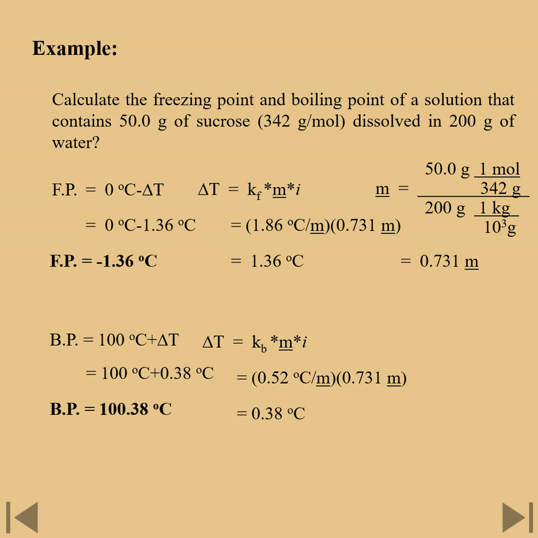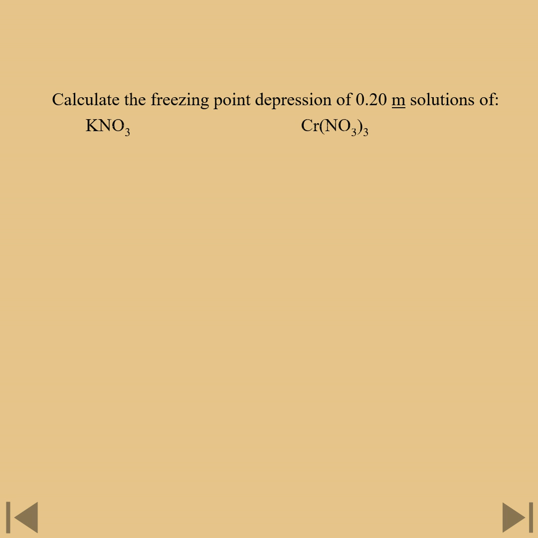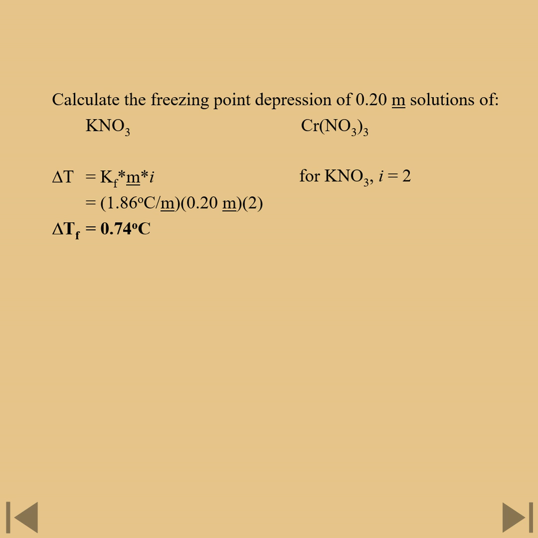Okay, we're asked to calculate the freezing point depression of 0.2 molar solutions of potassium nitrate and chromium-3 nitrate. Well, delta T equals K sub F times molality times I, and for the potassium nitrate, I will be 2. So 1.86 degrees C per mole times that 0.2 mole times the 2 gives us 0.74 degrees C. For the chromium-3 nitrate, I is equal to 4: 1 chromium and 3 nitrates for 4 ions.